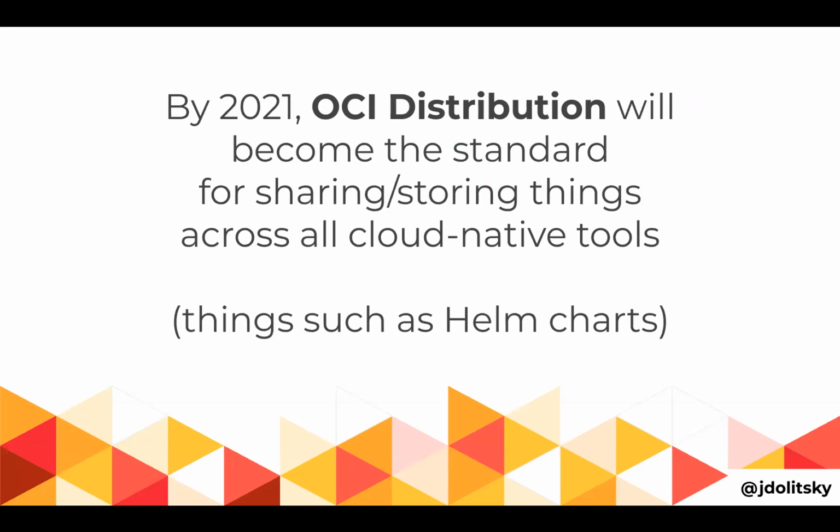Where I think we're going in the cloud native ecosystem is that sometime next year, I think even now, we'll see the OCI distribution API become the standard for storing things that are used by cloud native tools. What kind of things am I talking about? Things like Helm charts, things like OPA bundles. There's CNAB, which is a project that has an artifact type. Things like this will start to be shared using OCI.